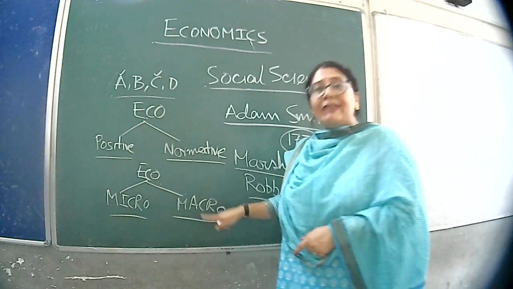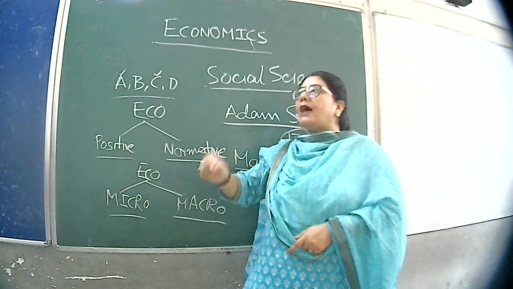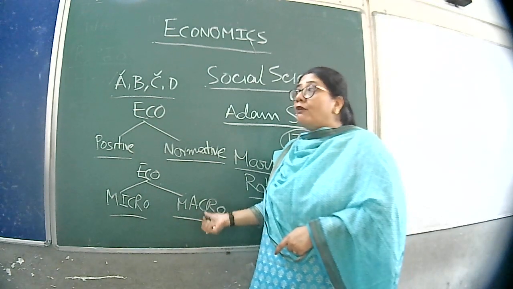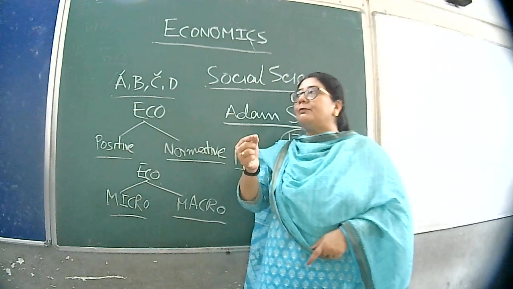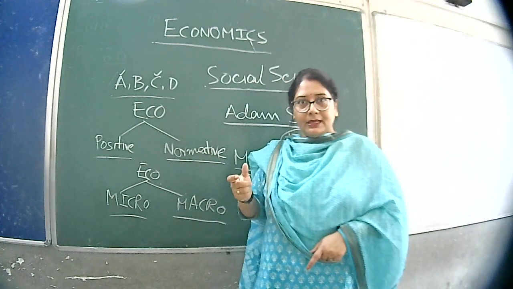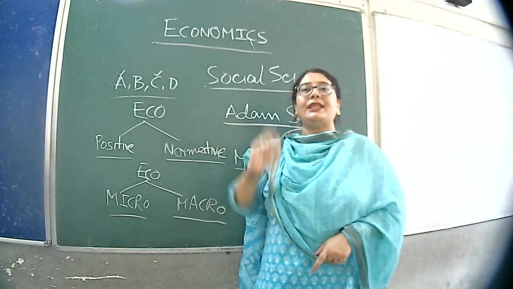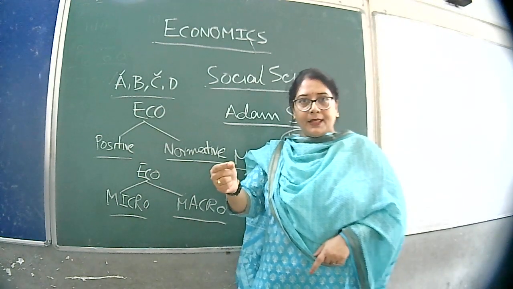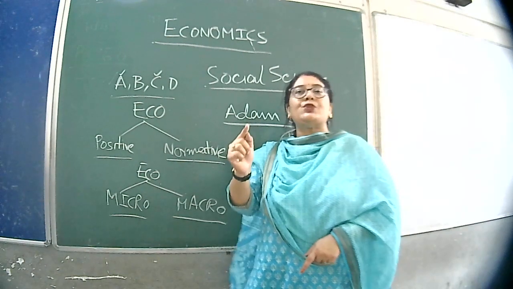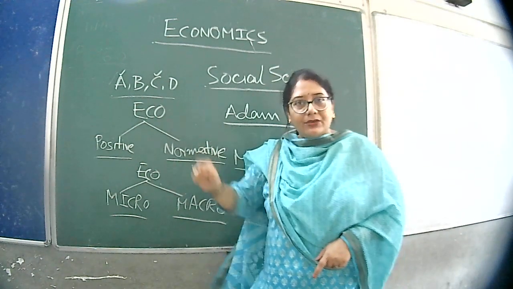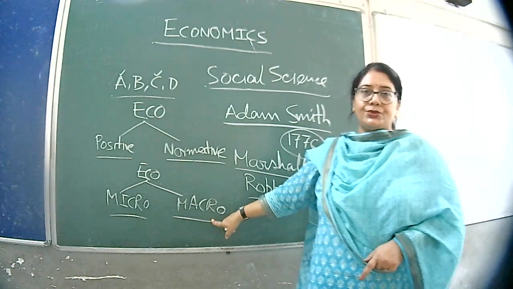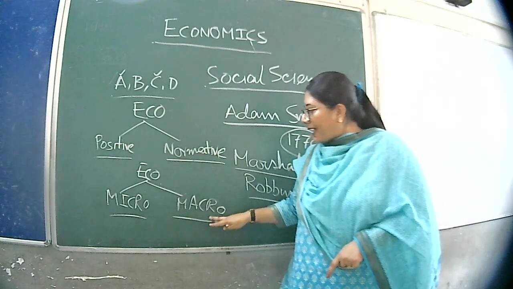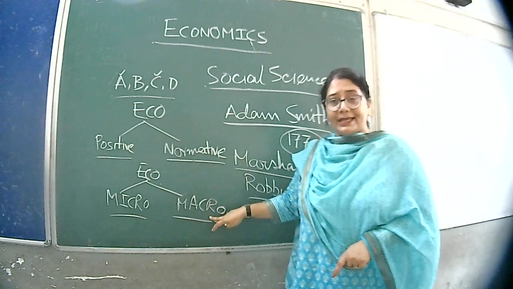On the other hand, if I discuss some issues which are relevant to the society as a whole, then it is macro. For example, if I discuss the problem of unemployment, national income, inflation, poverty, they are not related to a particular individual only. It is related to the whole country. These are macroeconomic issues. Understood? So micro implies an individualistic approach, whereas macro is related to the whole society.